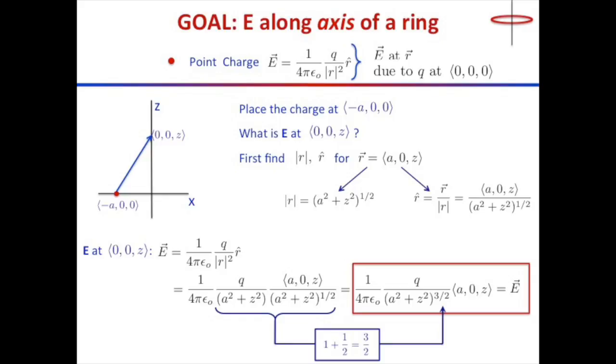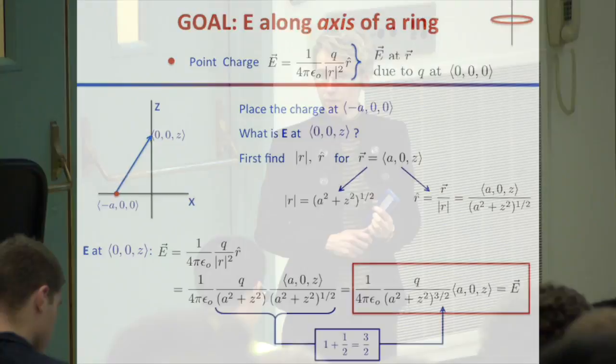Any questions so far? I'm just going slowly and methodically to make sure that I get the right answer. To combine this denominator, I have a power of 1 here and a power of a half there. 1 plus a half gives me 3 halves. So altogether, I have the electric field at this spot in space due to that point charge. Do you have any questions so far? Okay, you ready to go on?